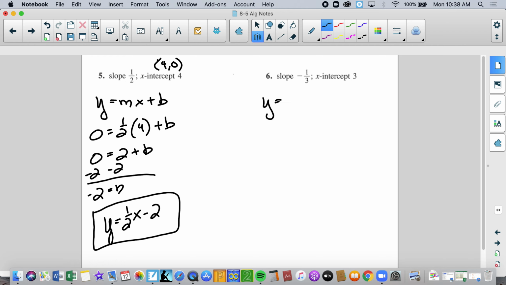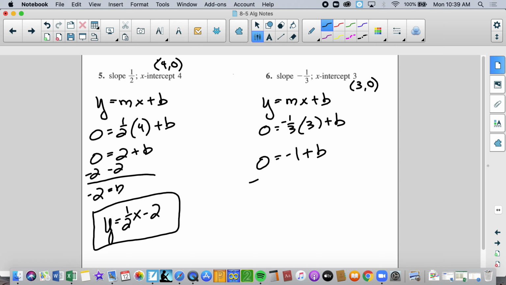Y equals mx plus b. The x-intercept is (3, 0). So 0 in for y. M is -1/3. X is 3 plus b. 0 equals -1 plus b. We're going to isolate the variable. We get 1 equals b.